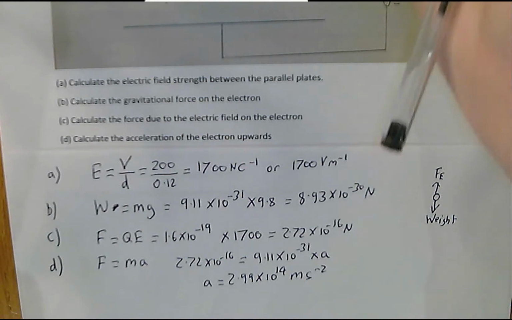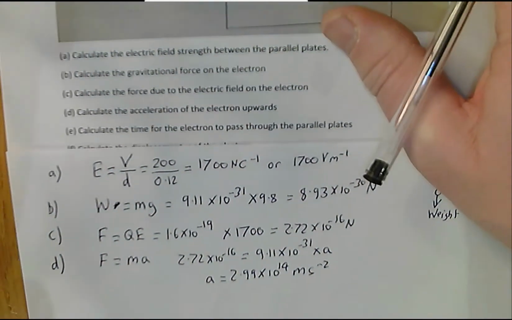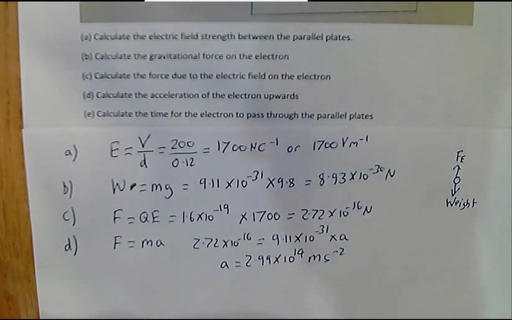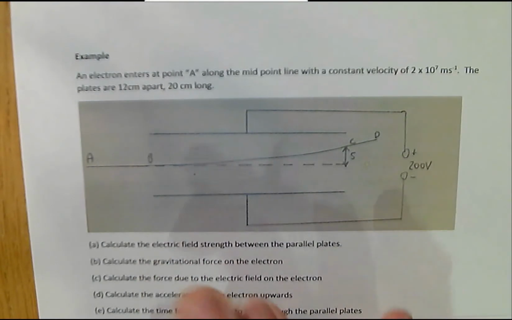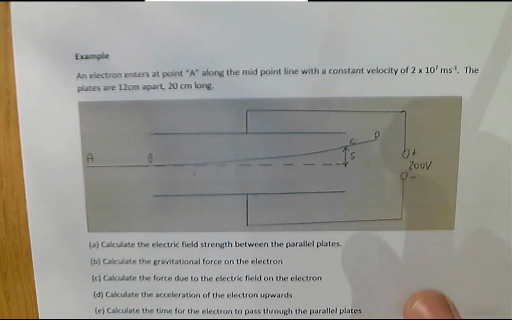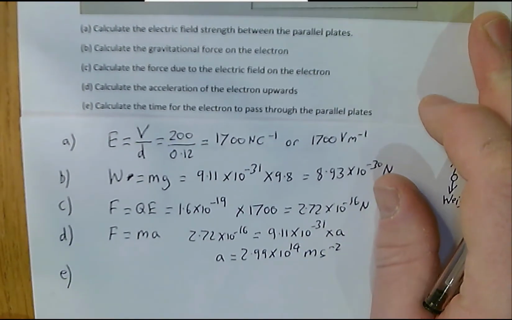Okay, so we're now asked to work out the time that it's going to take to pass through these parallel plates, and this is going to use the information that we're given right at the top of the question. If we go back to that, there we had its constant velocity of 2 times 10 to the 7 meters per second horizontally as it entered our system at A.